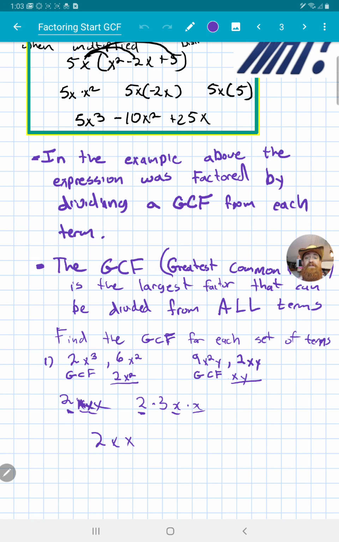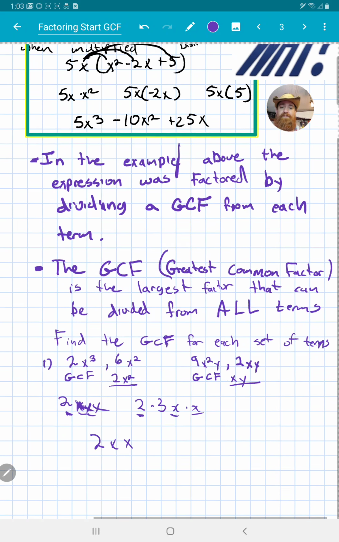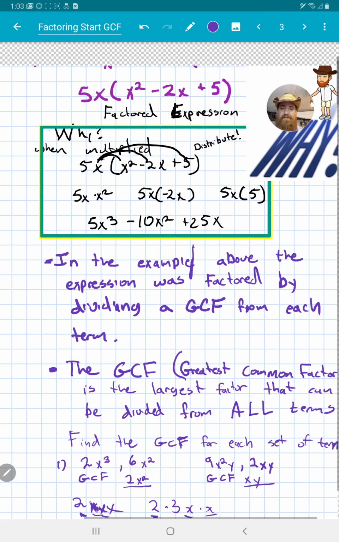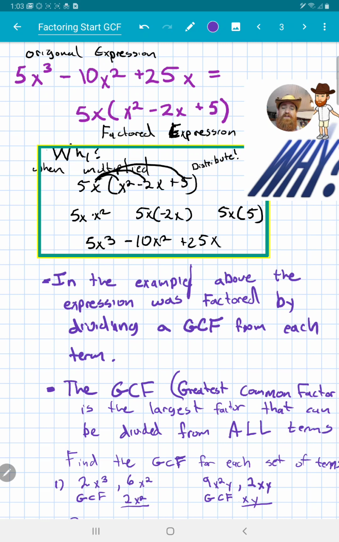Okay, so a GCF is the largest term, largest number, largest variable that you can divide out of a list of other terms. So if you have a long polynomial, we have this example in our notes of 5x cubed minus 10x squared plus 25x. We want to factor it. Well, we'd factor it by finding the GCF. The GCF would be 5 times x, 5x.